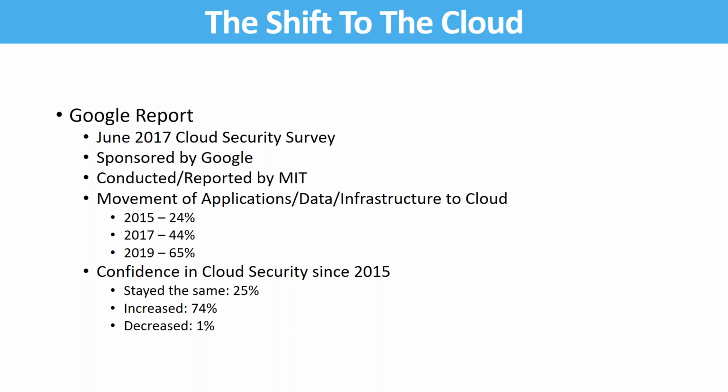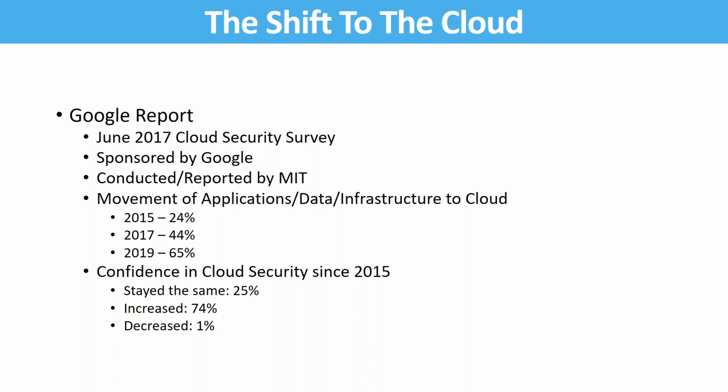Now, what I found really interesting about this was that the confidence in cloud security has increased dramatically since 2015. 25% of respondents said that they had the same level of confidence in cloud security now that they did in 2015. Here's what we don't know: what was their confidence level in 2015? If these people already believed that cloud security was great, then the fact that it stayed the same means they still believe it's great, right? We don't know. 74% of the respondents had increased confidence in cloud security. We also don't know what their original point was. Where were they in 2015?